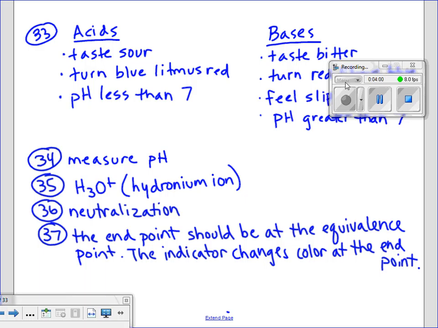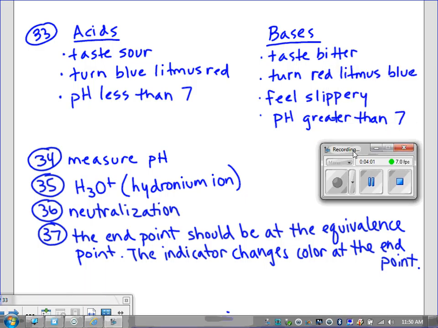Okay, just a rundown of the properties of acids and bases. Acids taste sour, they turn blue litmus paper red, they have a pH less than 7, and bases are bitter, turn red litmus blue, they feel slippery, they have a pH greater than 7. And number 34 is a measure of pH. Measuring pH is the best way to determine if it's an acid or a base.